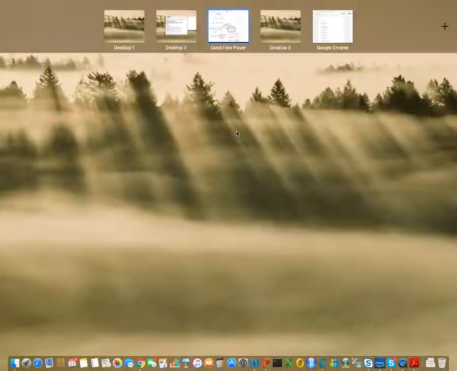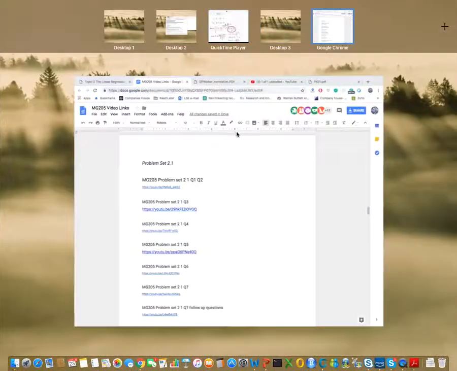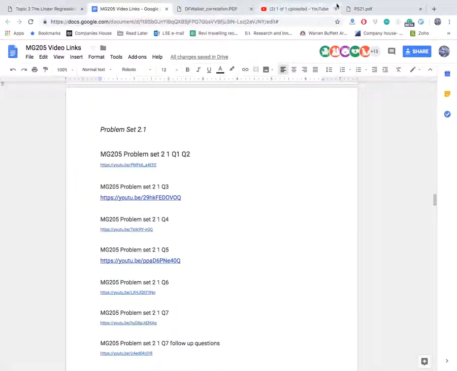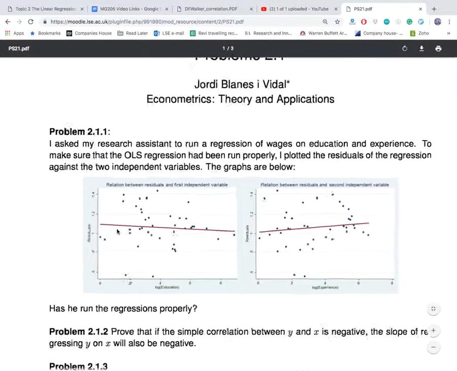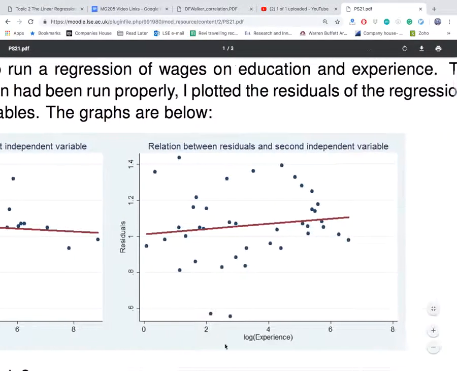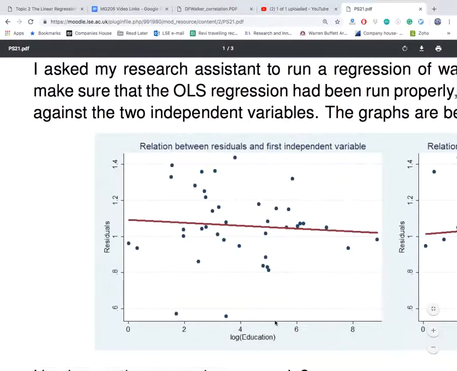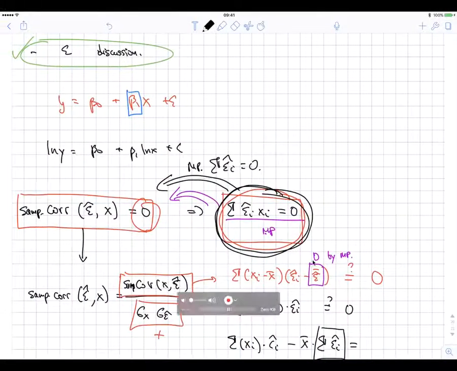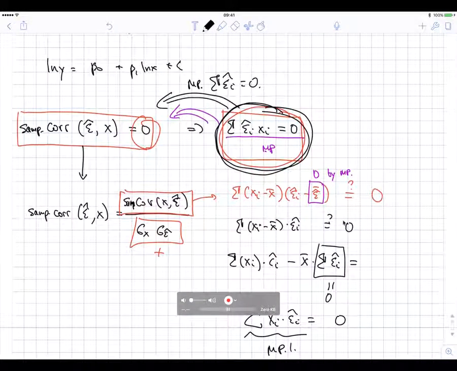So if I go back to this question 1, for example, what you have on the x-axis is the residuals, the epsilon hats. What you have on the y-axis is the x's, x1, or in this case, x2. Because of this mechanical property, we know that the sample correlation between the residuals and the x's must also be equal to 0.